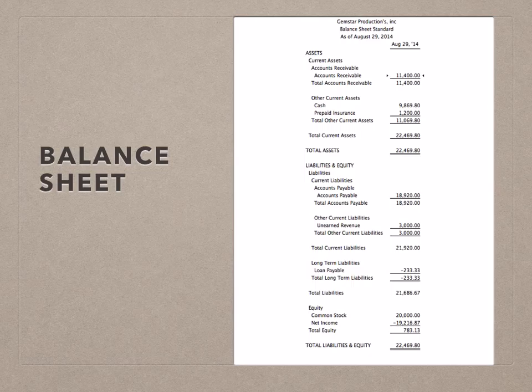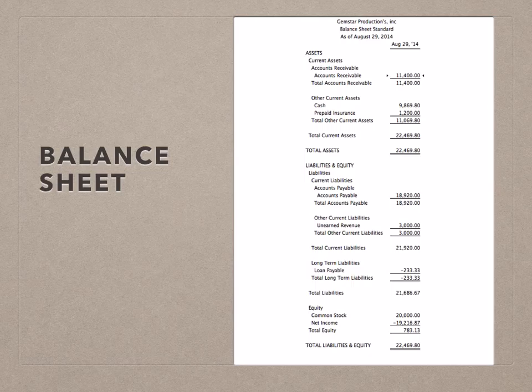$11,069.80. The total current asset is going to be $22,000, and that's the sum of the total asset and the total accounts receivable. Next, we're going to have the liabilities and equities. Here we have the current liabilities, accounts payable, and as you can see, the accounts payable is nearly 19,000, and you can see the total below it.